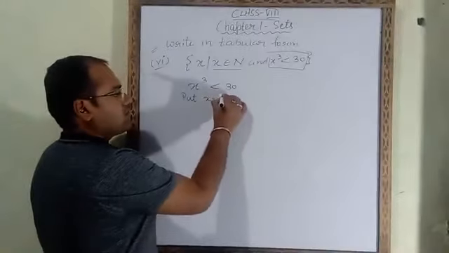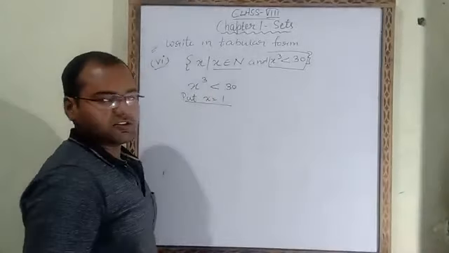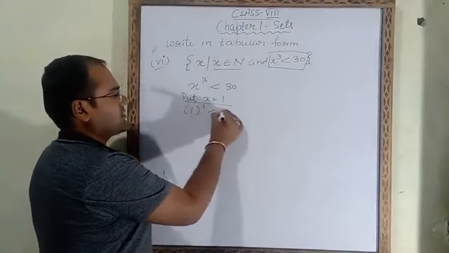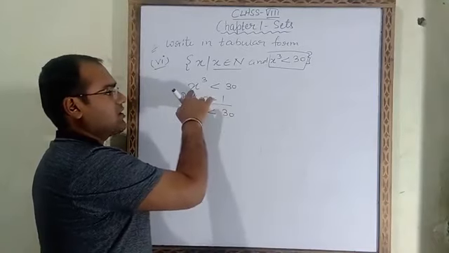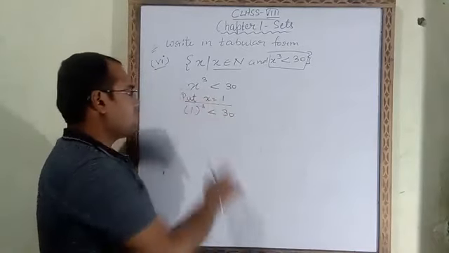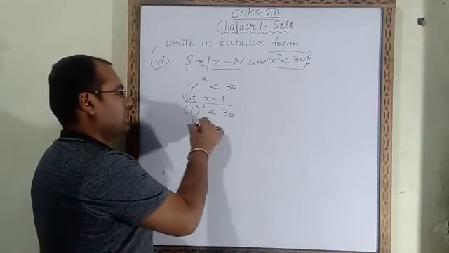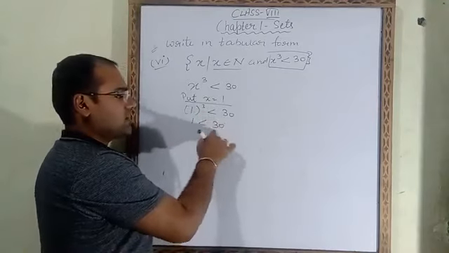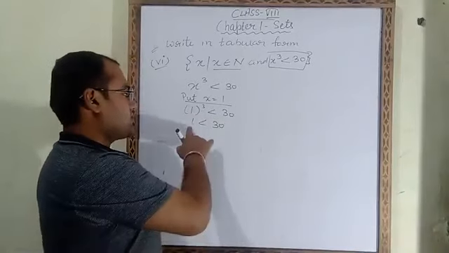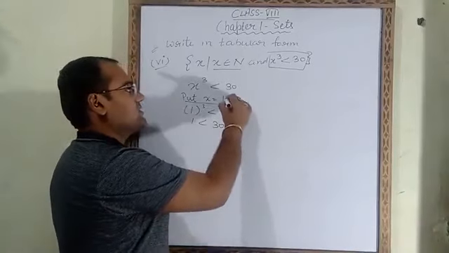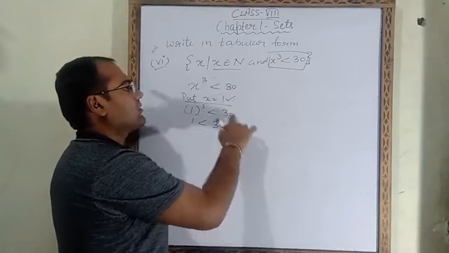Put x is equal to 1. Suppose we are putting x is equal to 1. Then 1 cube is less than 30. Here instead of x we take 1. 1 cube means 1 multiplied by 1 multiplied by 1. The answer will be 1 only. 1 is less than 30. Is this statement correct? Yes, this statement is correct. That means we have to take this value.